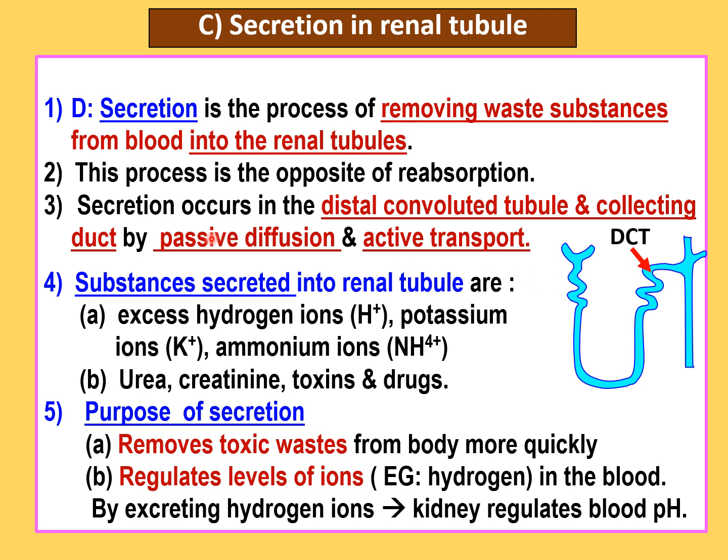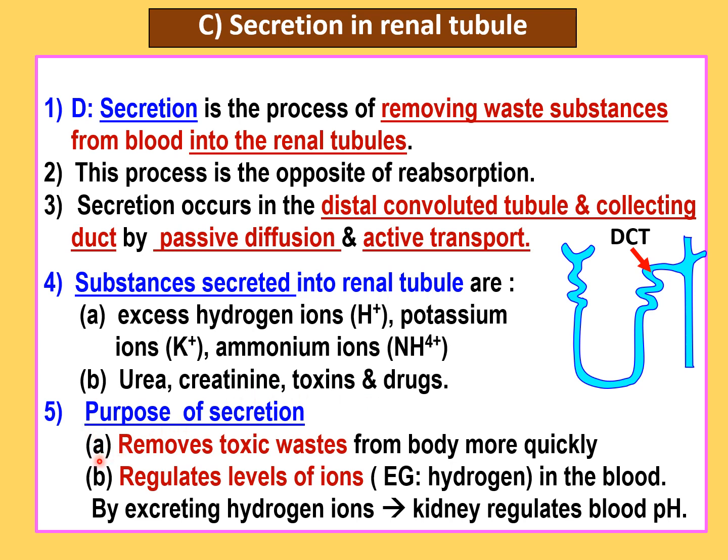Secretion occurs in the distal convoluted tubule and also the collecting duct, by passive diffusion and active transport. So what are the substances that are secreted into the renal tubule? Excess hydrogen ions, excess potassium ions, excess ammonium ions, urea, creatinine, uric acid, ammonia, toxins and drugs. All these are unwanted and need to be removed.